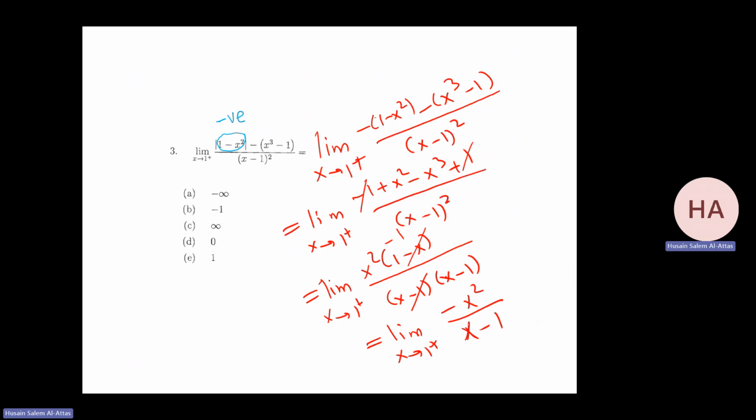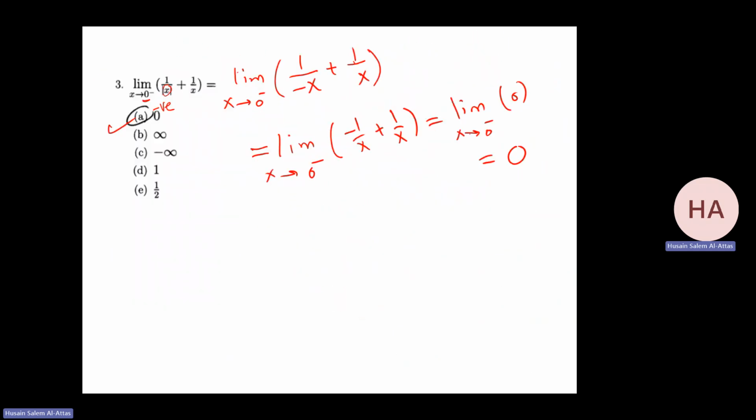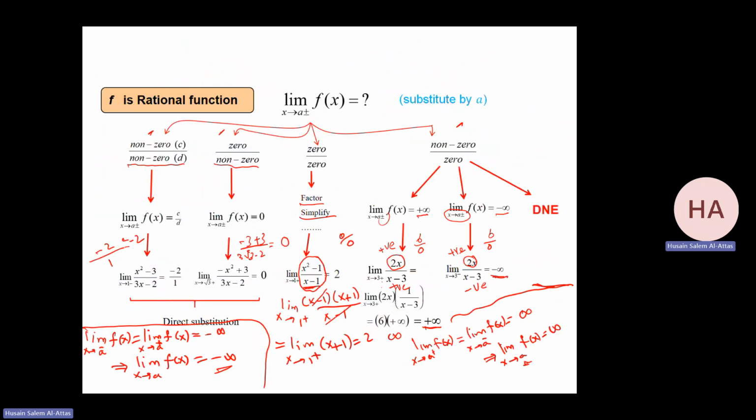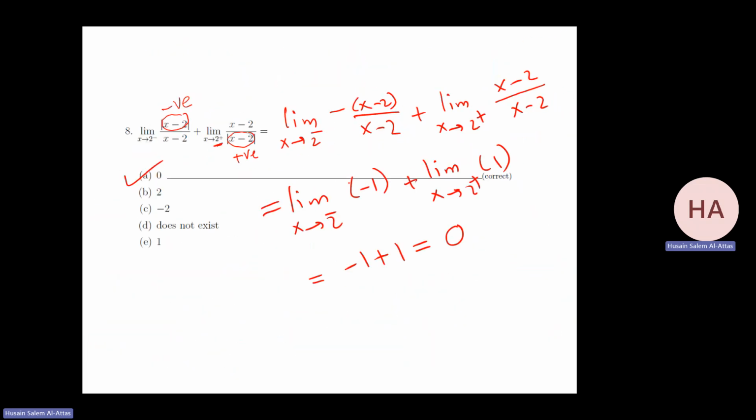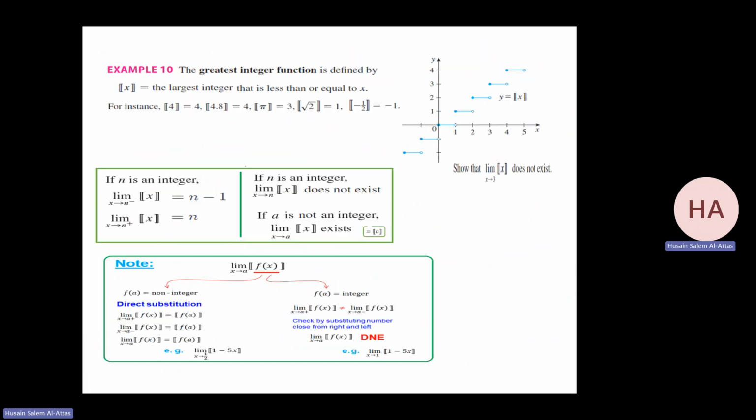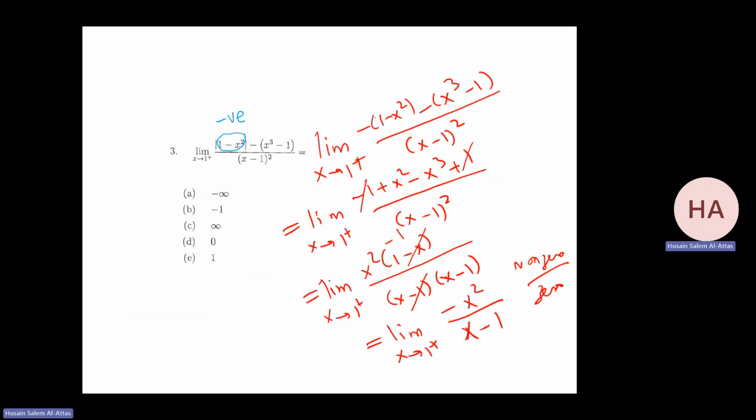Okay, so what will happen here? I have non-zero over 0. We substitute, non-zero over 0. So that will be which case? If you look at the rational function, that will be this case, non-zero over 0. Since I'm doing it from right or from left, it will be either infinity or minus infinity. Let us see. Now, check the sign.